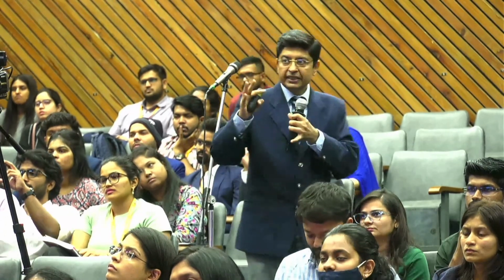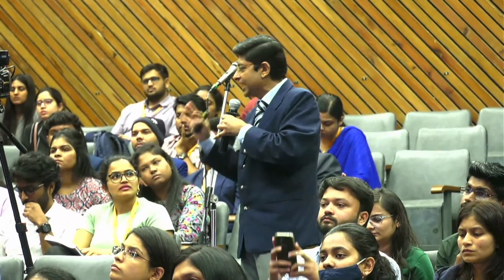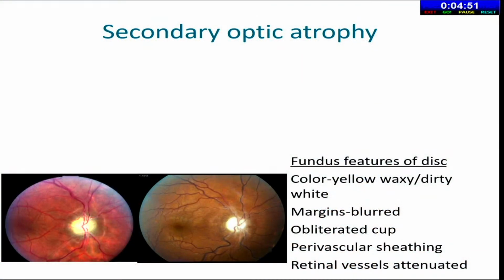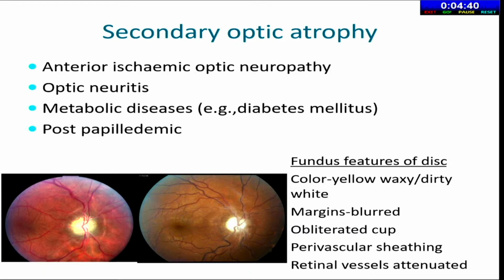Secondary, you have signs of prior inflammation. So this, like I said, is not definitive diagnostic, but these are presentations that help you decide which way to go, what is my differential. So you have a disc margin that is blurred, there's gliosis, it's a dirty yellowish looking disc, the cup is obliterated, perivascular sheathing. Something happened to the disc earlier, and that's why it's looking not so good now. So ischemic neuropathies, optic neuritis, papillophlebitis, post-papilledemic. These will come under secondary optic atrophy.